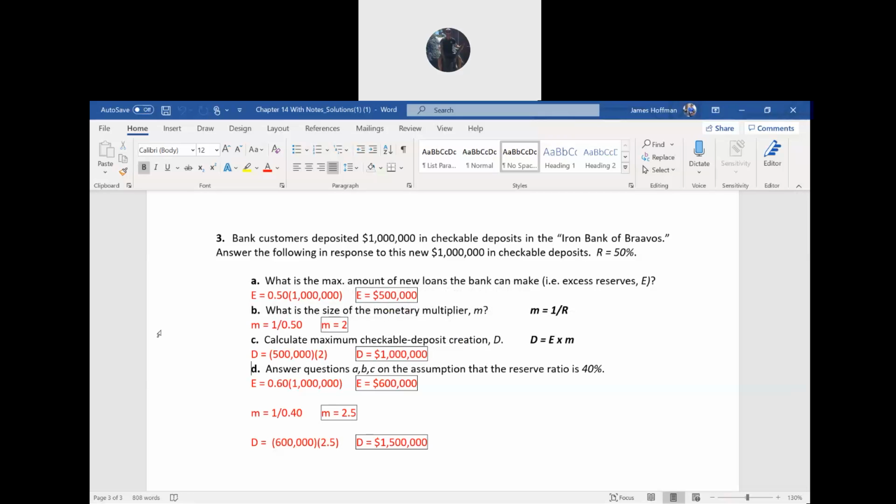Now D, what if something changes, in particular the reserve ratio requirement? So let's answer A, B, and C on the assumption that the reserve ratio is lowered to 40%. Okay, so you should note that if the reserve ratio is lower, the bank can lend out more money, and there's also more creation potential because less is kept in the vault. So the reserve ratio is now 40%.